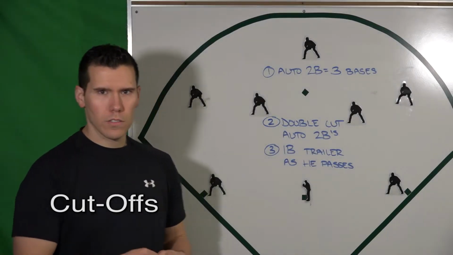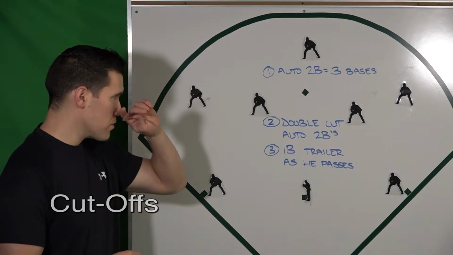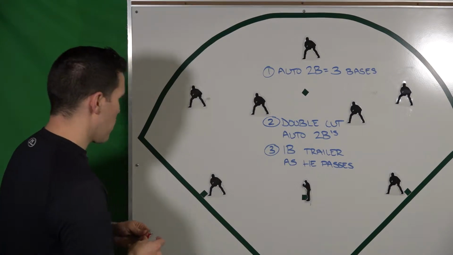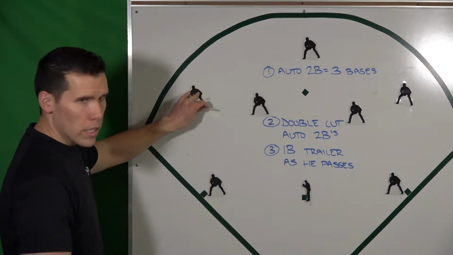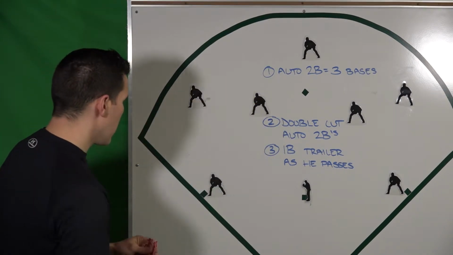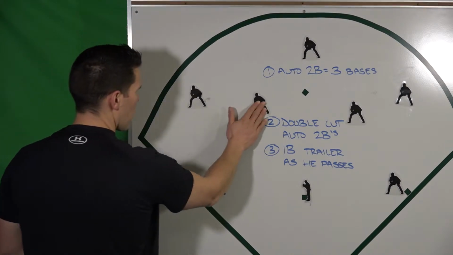We're going to talk about cutoffs here. We're going to start with cutoffs to second base, and we're just going to go right around the field. So cutoff to second base on a ball hit to the left fielder, we're going to have the shortstop.